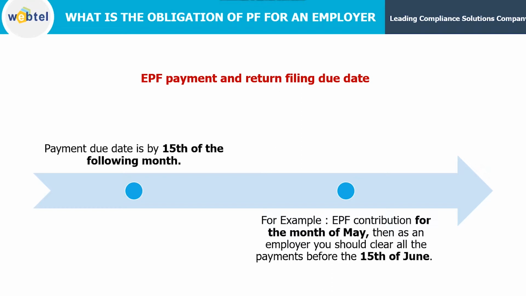Next thing is when the EPF is deducted, the same is to be deposited into EPF account. The date to deposit that particular PF to the fund is 15th of the following month. For example, EPF contribution for the month of May should clear all the payments before 15th of June.